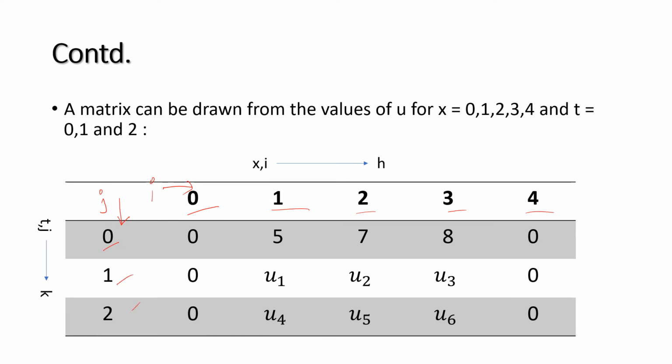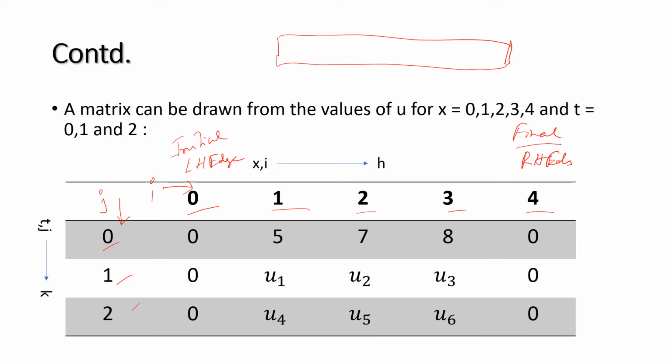From the boundary condition we know at any time t, the edge is at 0 degrees centigrade. This is the left hand edge and this is the right hand edge. This is the initial edge or beginning edge, and this is the final edge or ending edge. So if this is the rod, at any time t is equal to 0, 1, 2, they will be at 0 degrees centigrade.